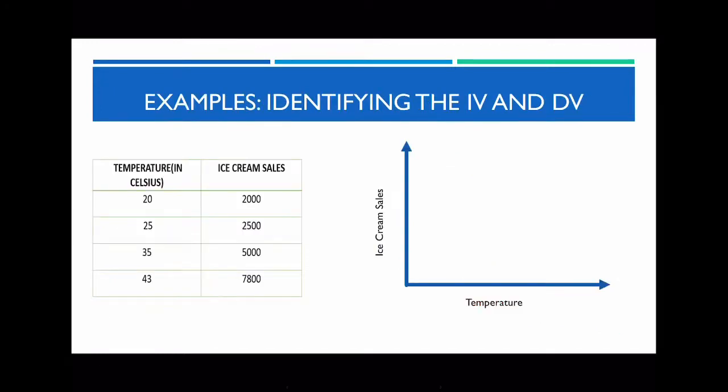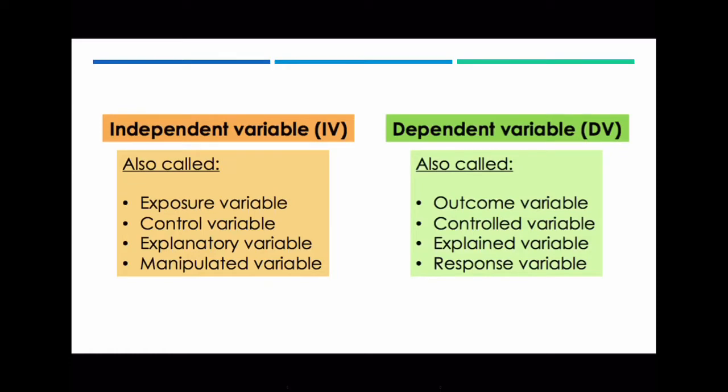So we need to be able to identify the independent variable and dependent variable from a particular problem. In this case, temperature and ice cream sales, what is the IV? Well, the temperature will influence how many ice cream sales you will generate. So therefore, temperature is going to be the IV.